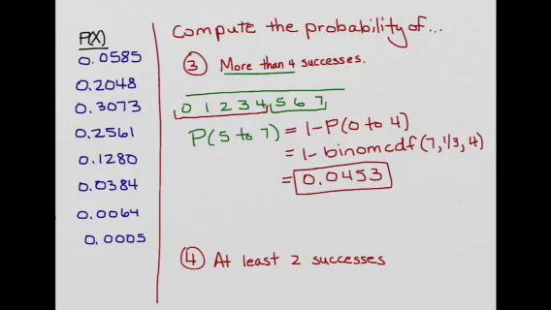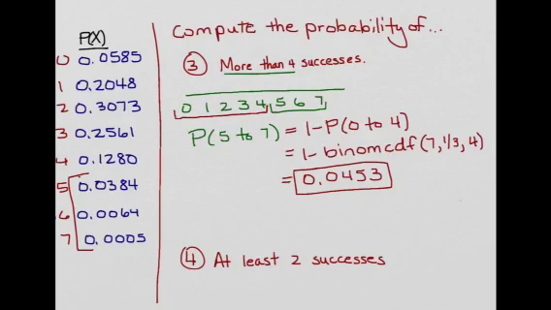And you can double check this by looking over to the side. So this is 0, 1, 2, 3, 4, 5, 6, 7, and we wanted 5 to 7, so that would be these 3, and those should add up to 0.0453. So that'll work.